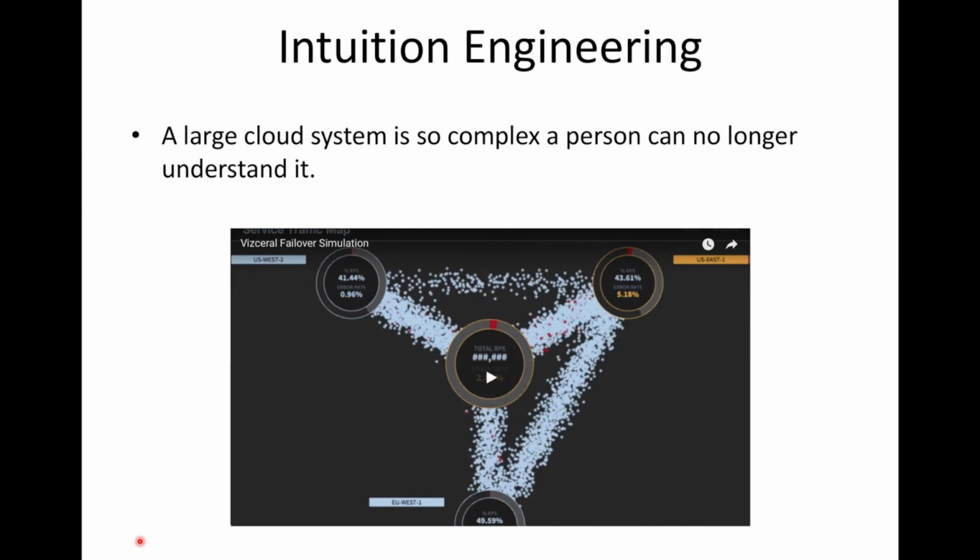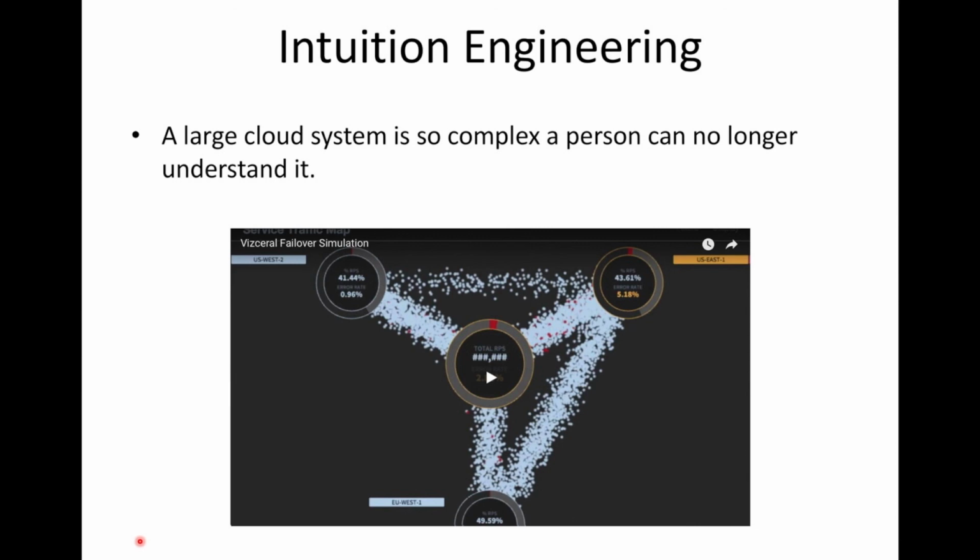Another idea related to chaos engineering is what we call intuition engineering. As I mentioned, our platforms today are becoming more and more complex because they're distributed platforms comprised of dozens, maybe even hundreds of services at times. And the platform can at some point become so large and so complex that it's not possible for one engineer to understand how everything works.